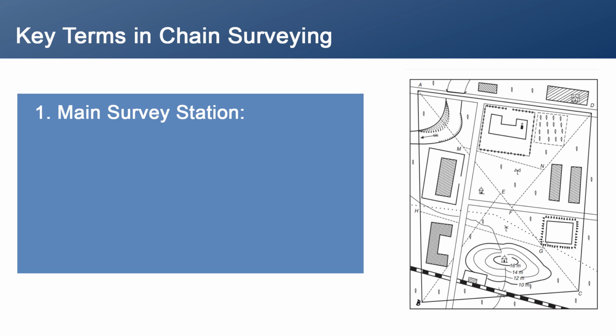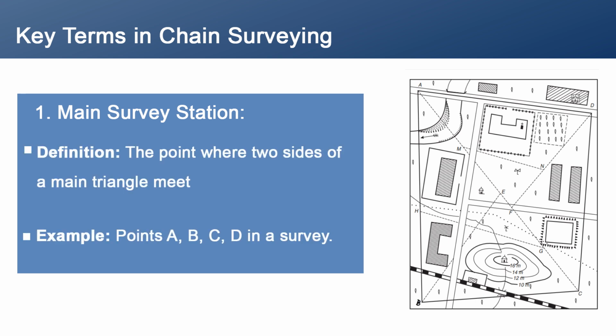First is main survey station. Think of a main survey station like the corner of a room. It is where two sides of a main triangle come together. In a survey, these points are important because they anchor the main survey lines. For example, if you are surveying a field, the points where your main survey lines meet are called main survey stations. In a diagram, these could be plotted as points A, B, C and D.